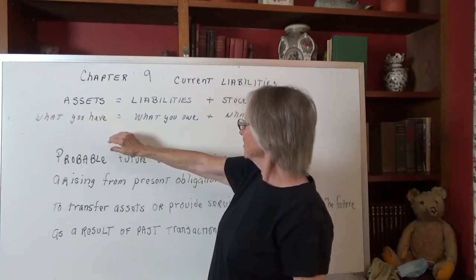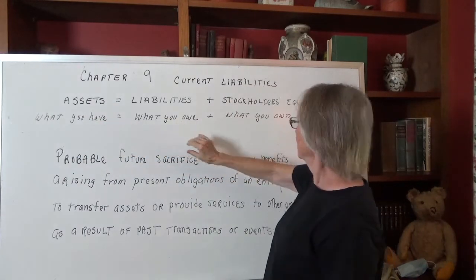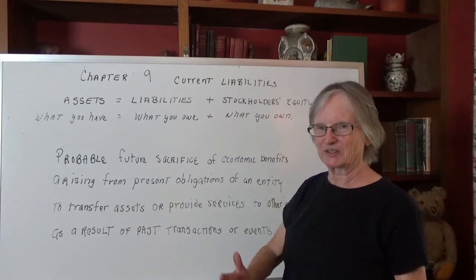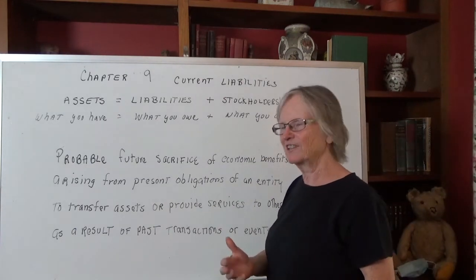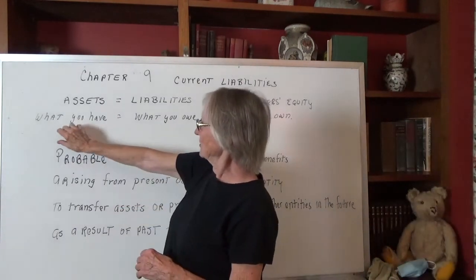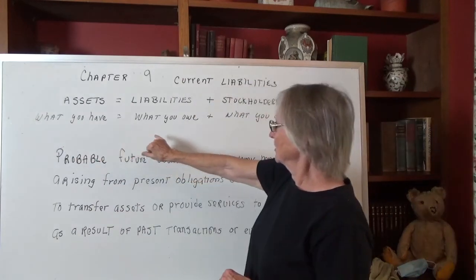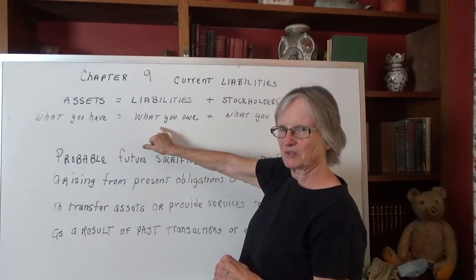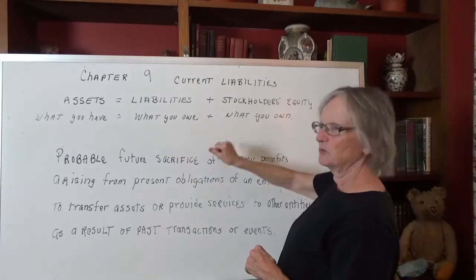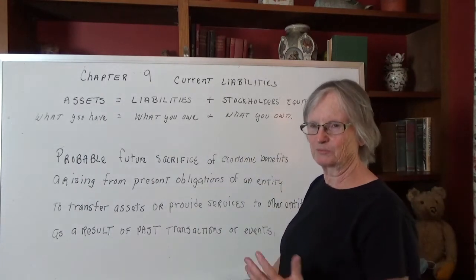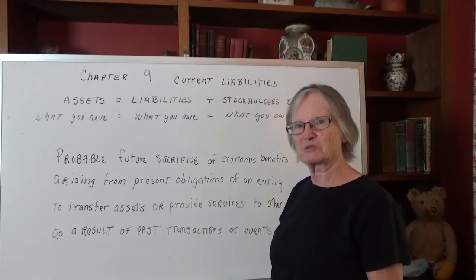How did we get the assets? Well, you either owe money on them or you own them. Okay, so how does that work out? If you think of your car, maybe you have a $10,000 car, maybe you've got an $8,000 car loan. So the $8,000 is what you owe, and then you own $2,000 of that car. The finance company owns the rest.